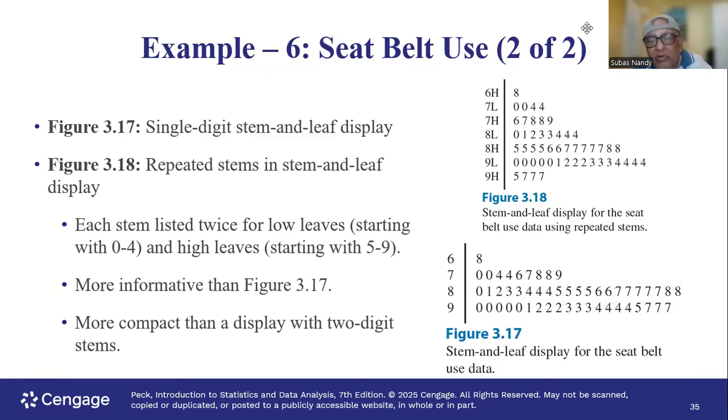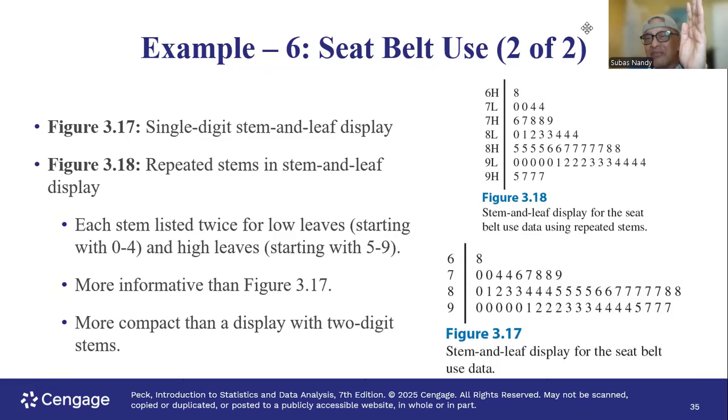So 6 low would have been from 0 to 4, that is from 60 to 64. 6 high is from 65 to 69. Fortunately, we have only one entry in 6 high, which is 68. Then 7 low is from 0 to 4. I'm now looking at 3.18, the diagram on the top. 7 high is from 75 to 79. We do not have any 75. Our lowest in 7 high is 76.